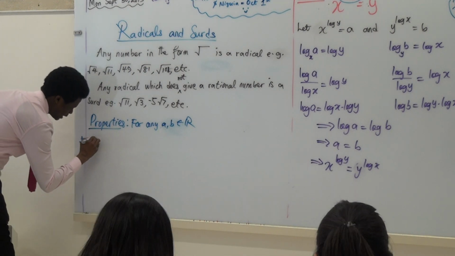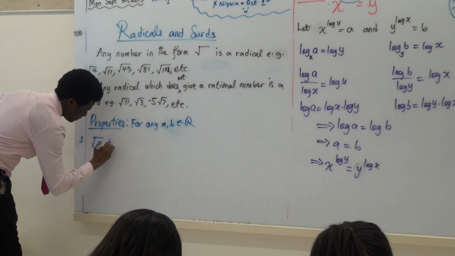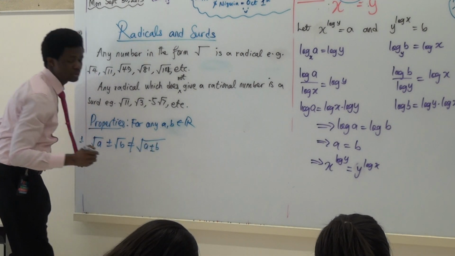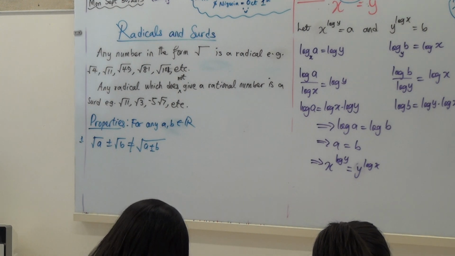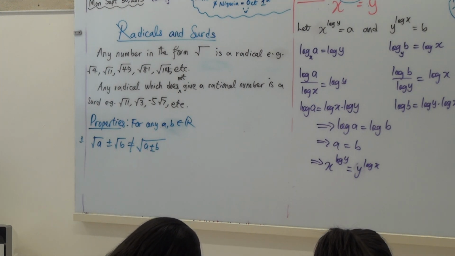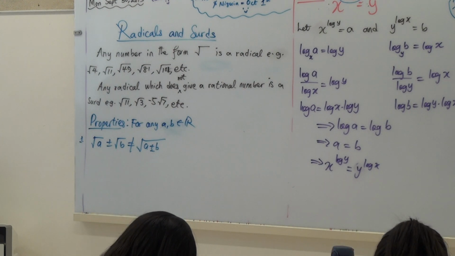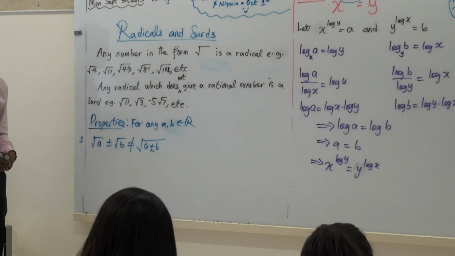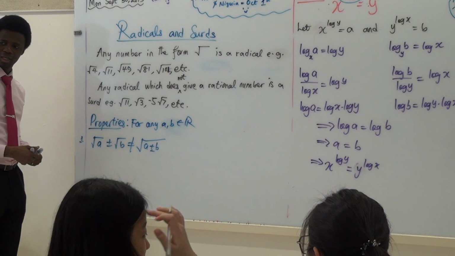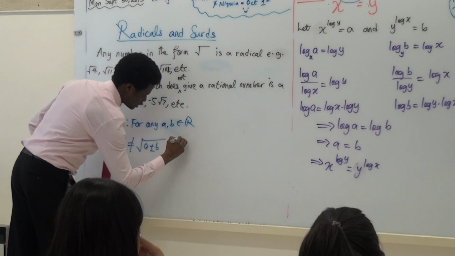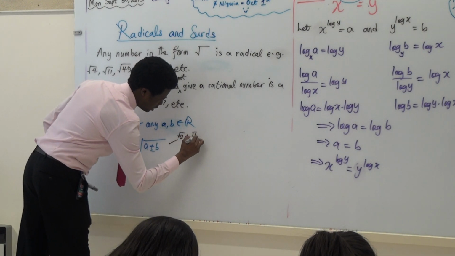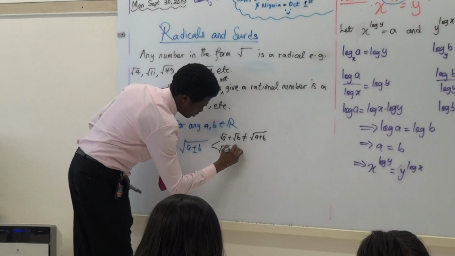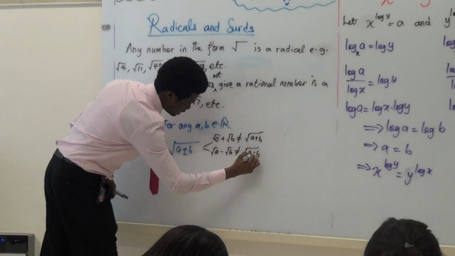I'm going to combine the add and subtract together. The square root of A plus or minus the square root of B is never the same as the square root of A plus or minus B. Which means if I give you the square root of 2 plus the square root of 3, do not assume that is the square root of 5. I combine two properties as one. This means the square root of A plus the square root of B is not equal to the square root of A plus B. It also means the square root of A minus the square root of B is not equal to the square root of A minus B. That's what I combine as one.